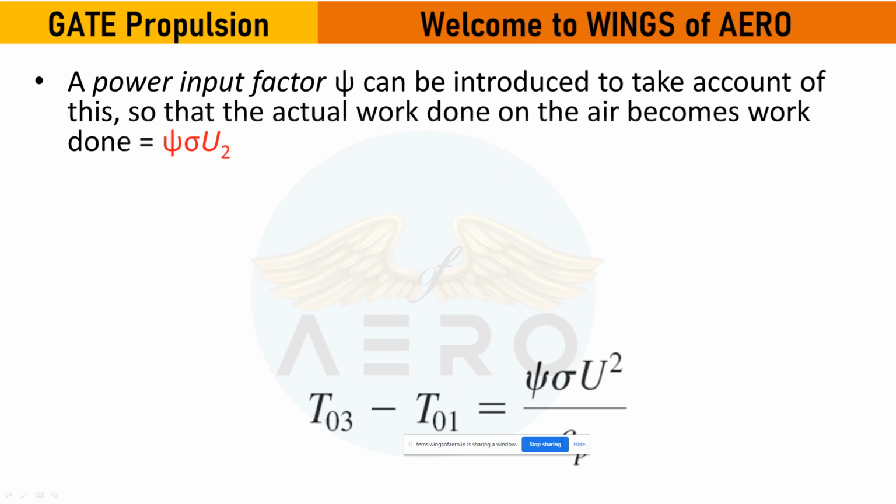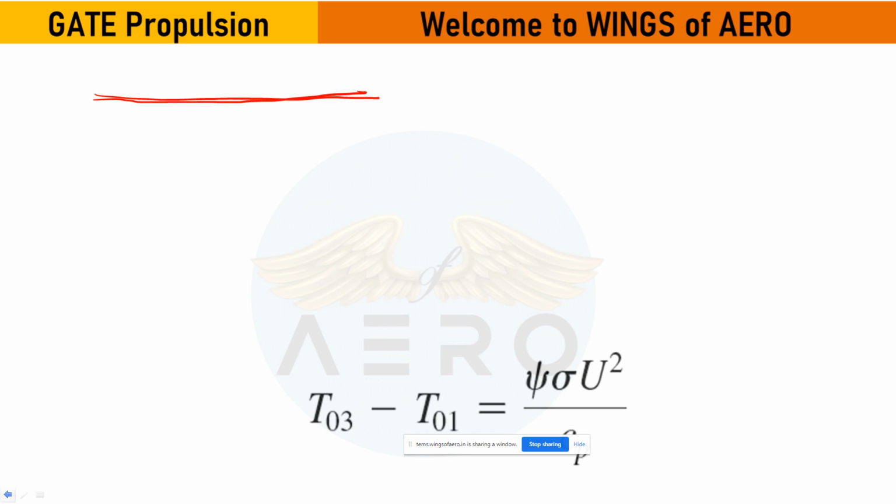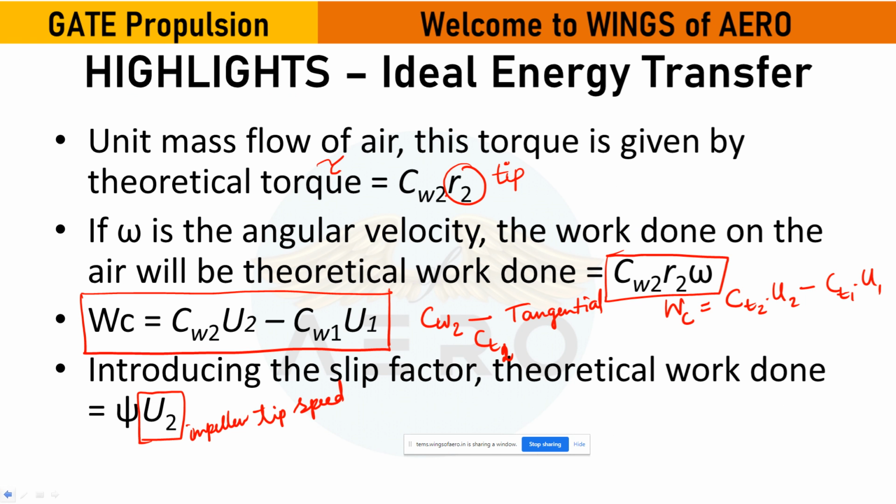Okay, another important term is the power input factor. I think there is some error. It should be mu. Slip factor we denoted by mu. So it is mu U2. Please note down, it is mu U2.